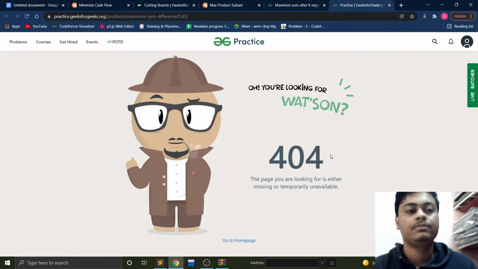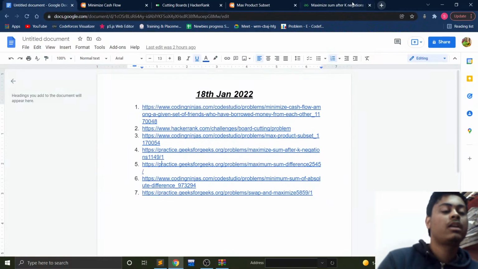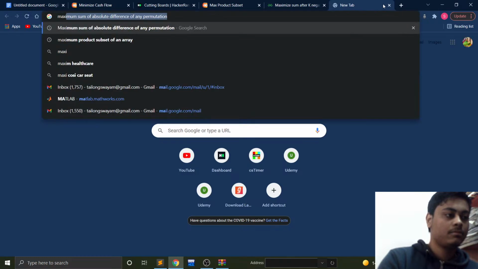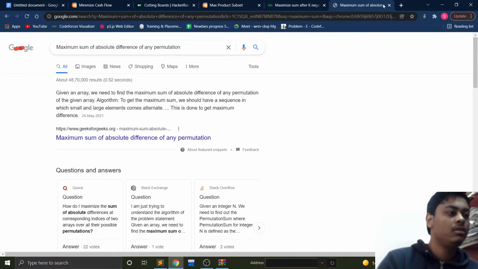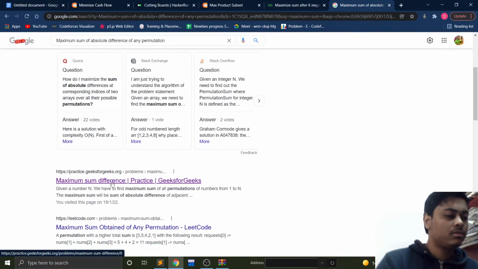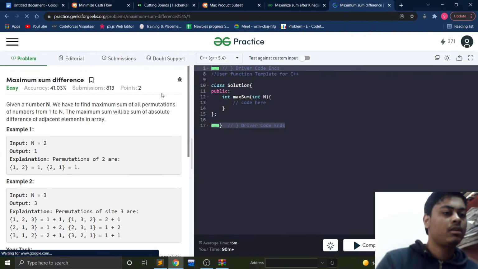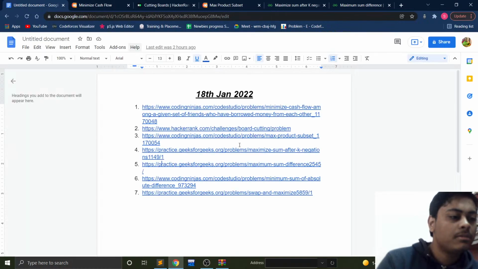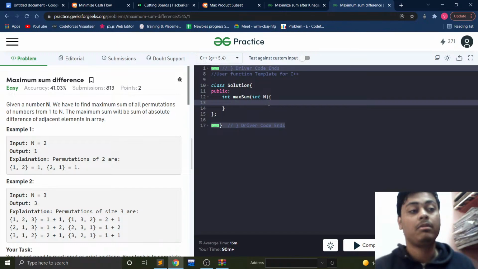Very nice. Maximum sum difference. Can I get this anywhere else? Maximum sum. Is this the problem? Yeah, I think. Maximum sum difference. 2545. Yep. Okay. This is also an easy problem.